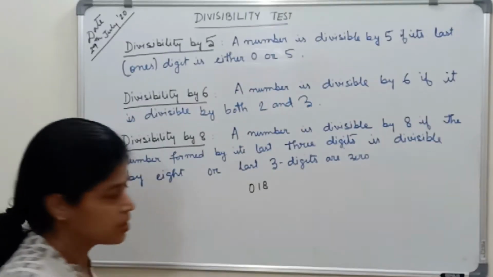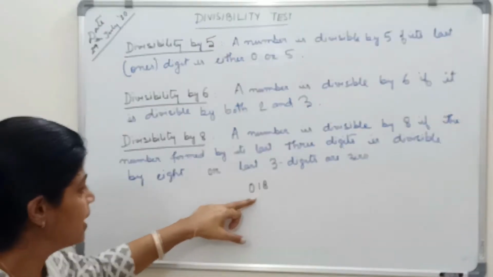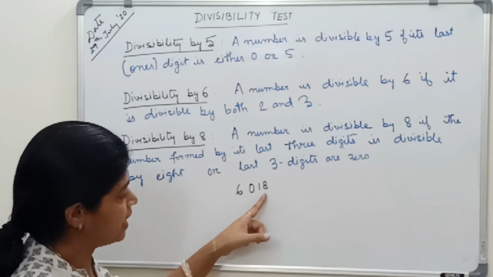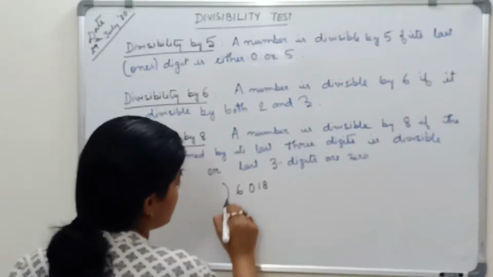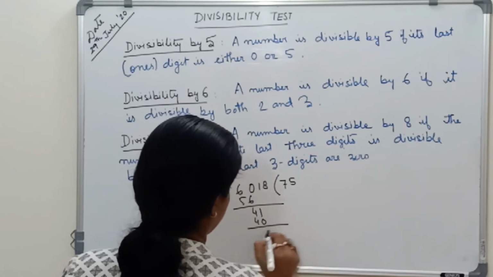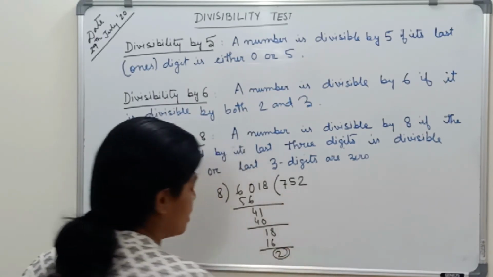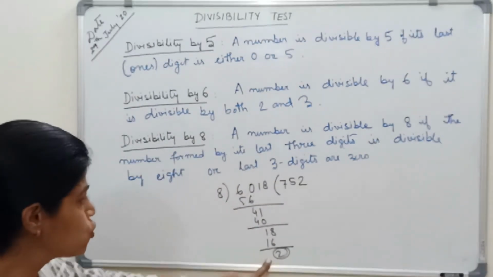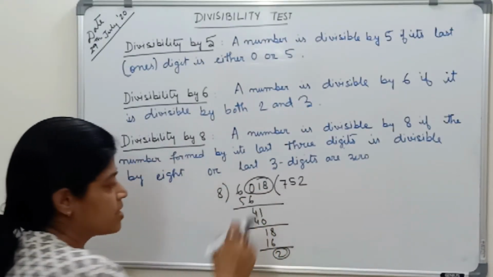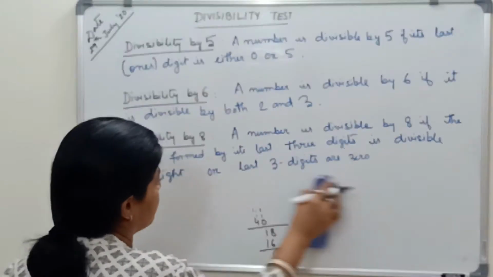So suppose if I take a number 0, 1, 8, 18 is not divisible by 8. So if I take a number 6018, then this number will also be not divisible by 8. Let's check. 40, 1, 8, 18, and it's a 2, 16. Remainder is 2. See here, remainder is 2. So this is not divisible by 8. Since the last 3 digits are not divisible by 8, this whole number is not divisible by 8.